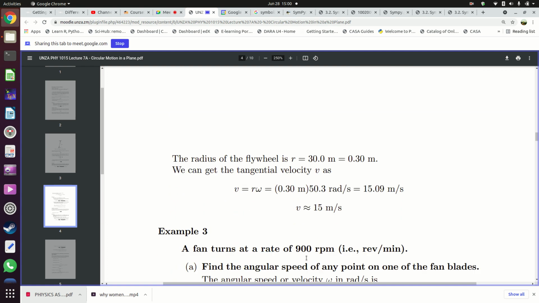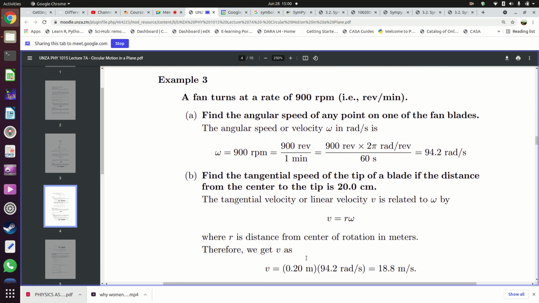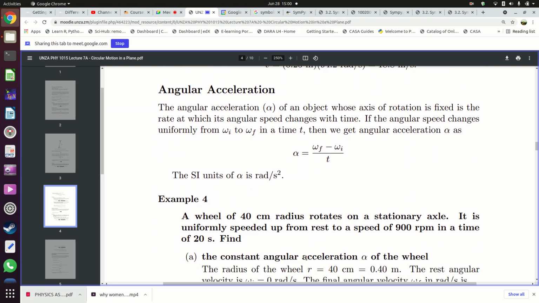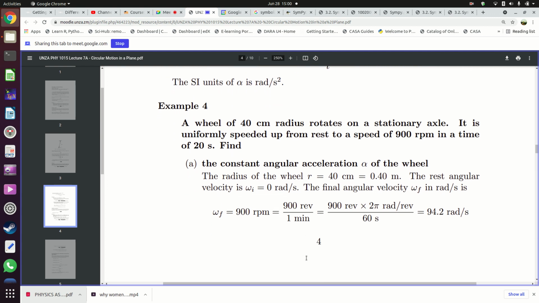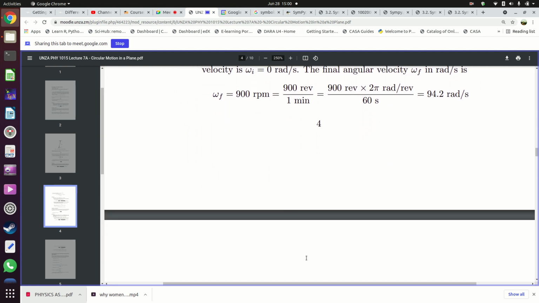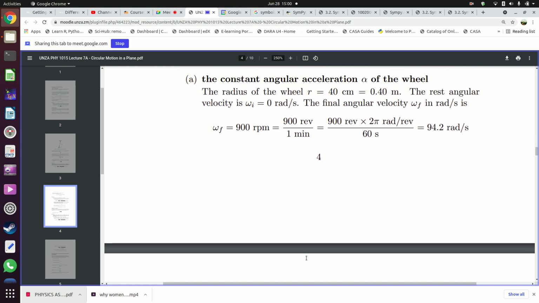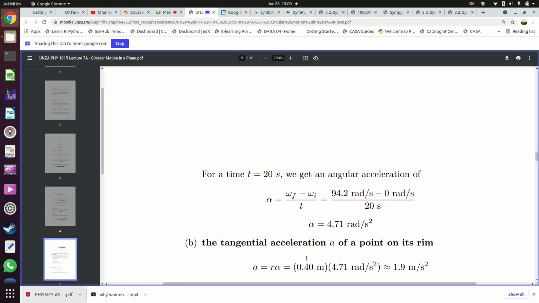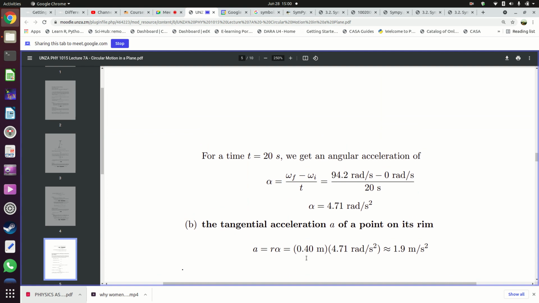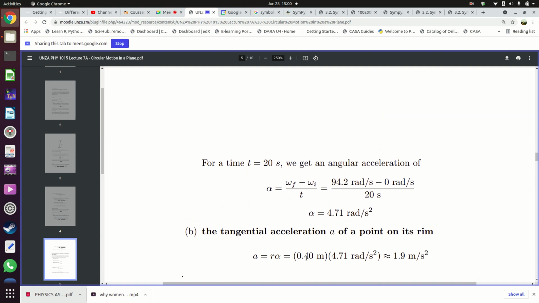Okay, any questions? Those relationships allow you to move between circular motion and linear motion. Between the two motions, you can move. Either you can look at the problem of a car as moving in a straight line, or you can also look at it in terms of how the tires are turning.